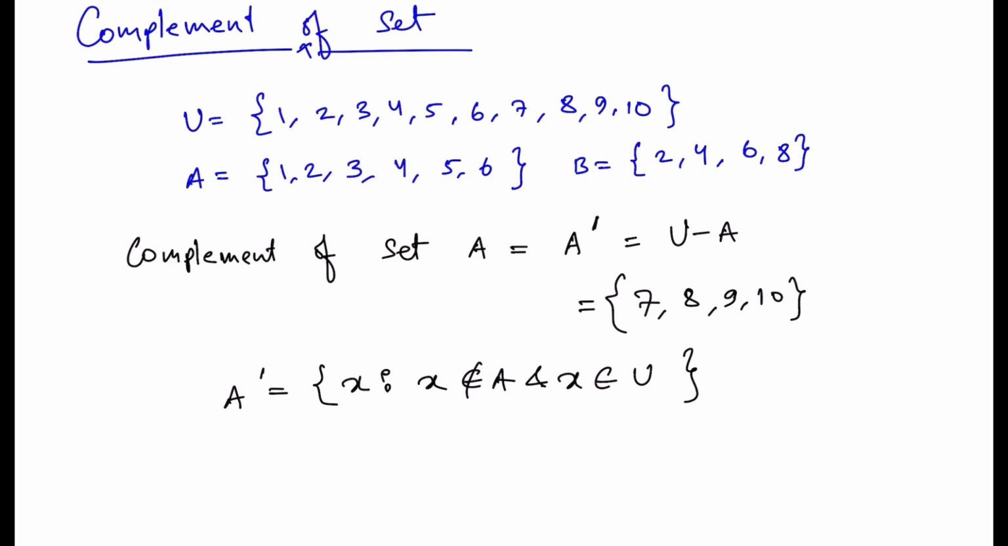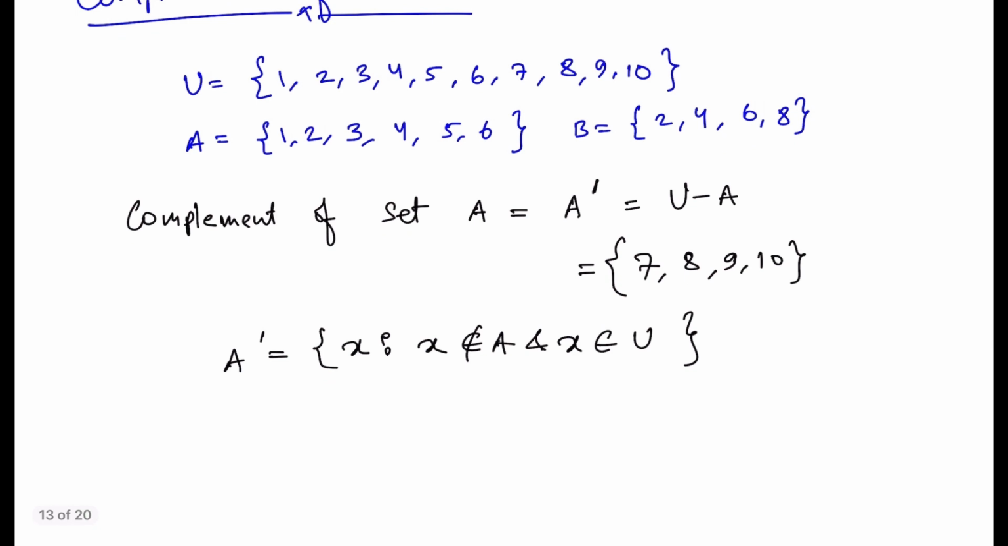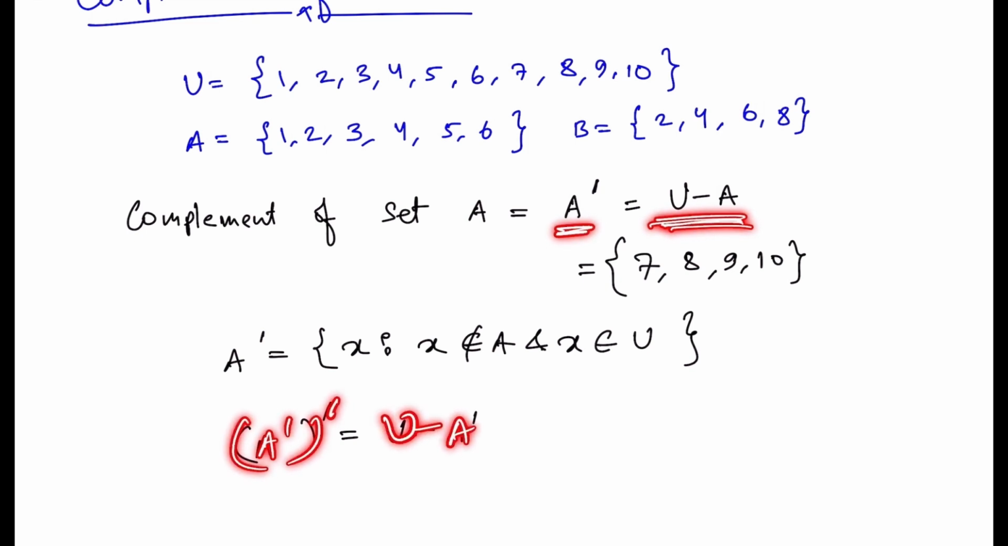Next we will see a small property of this complement. So A complement, whole complement. So what will be A complement, whole complement? We will take this example only. A complement means these are the elements, and its complement, so I can say U minus A complement. What is A complement? A complement is U minus A. So A complement, whole complement, means U minus A complement.